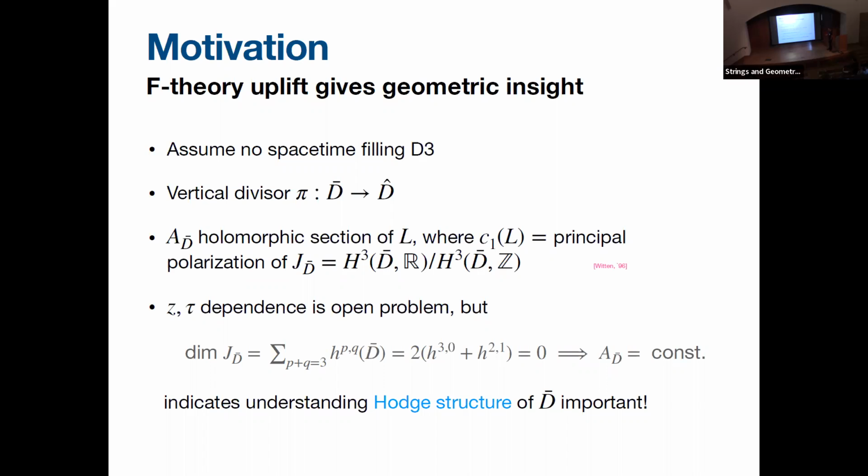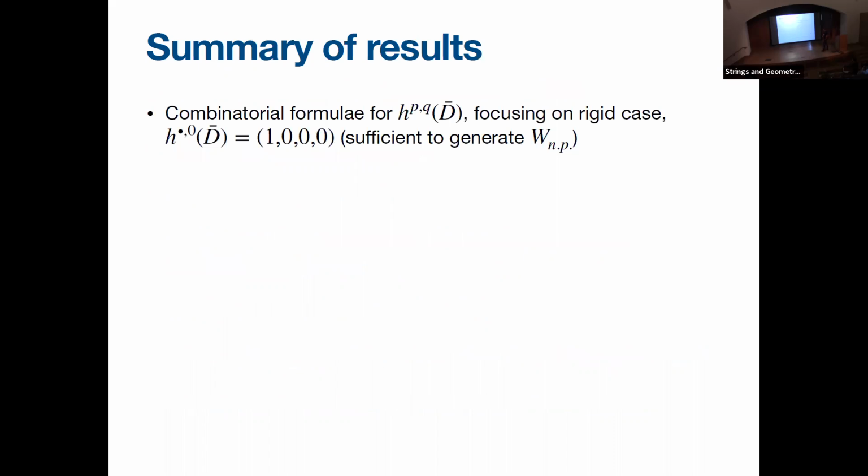So in any case, this motivates us to have some method for understanding the Hodge structure of these vertical divisors in more detail. So let me give a quick summary of the results that I'll talk about today. What I'm going to present is a combinatorial formula for the Hodge numbers of vertical divisors, focusing on the rigid case. The rigid case is the case where the Hodge numbers take the following form. And this is of interest for applications because this has been shown to be sufficient to generate a non-perturbative contribution to the superpotential. This essentially is a condition on the number of fermion zero modes that live on the world volume of Euclidean M5 branes wrapping these divisors.